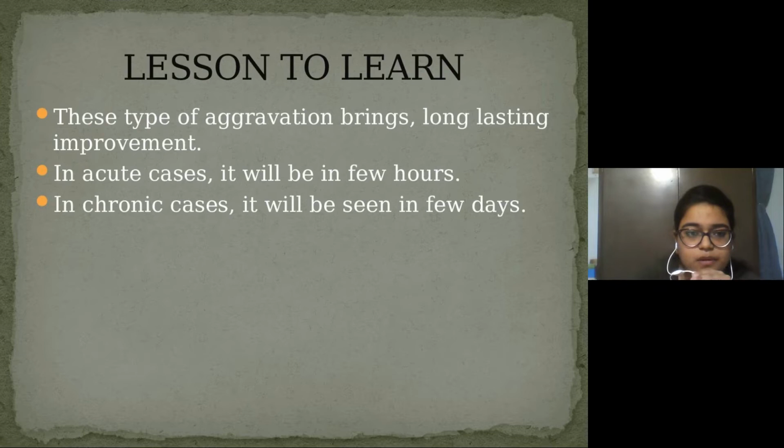Then what is the lesson we learn from the third observation? This type of observation brings long-lasting improvement, because this is the classic homeopathic aggravation, and every physician wants to see this in his chronic cases, so that he will be satisfied that his patient is on the road to recovery and will recover. In acute cases, this final improvement comes in a few hours, but in chronic cases it will be seen in a few days.